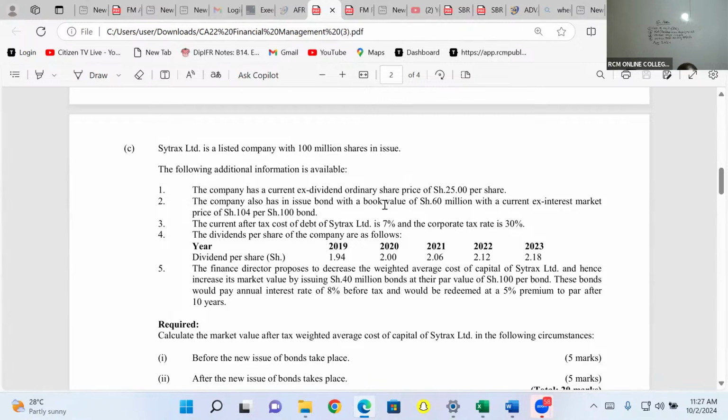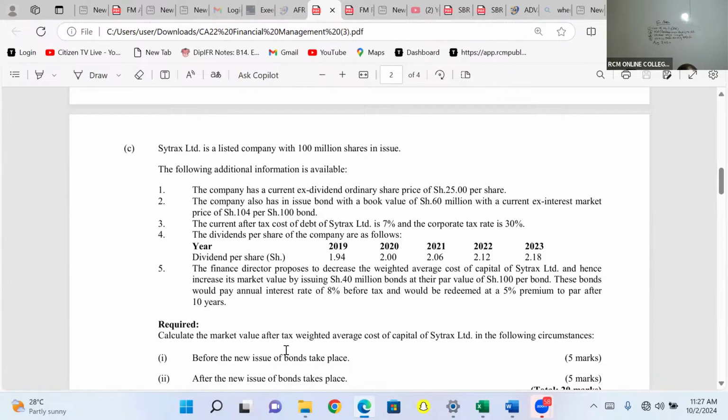Note 4, the dividends per share of the company are as follows. You can see the years, 2019 to 2023, and the dividends per share there. And then note number 5, the finance director proposes to decrease the WACC of Citrus Limited and hence increase its market value by issuing shillings 40 million bonds at their par value of 100 per bond. These bonds will pay an annual interest rate of 8% before tax and will be redeemed at a 5% premium to par after 10 years.